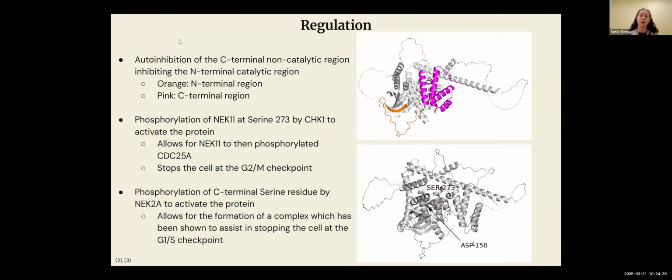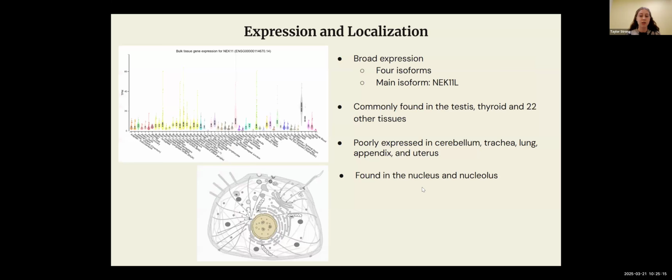For regulation, there is autoinhibition of the C-terminal non-catalytic region, inhibiting the N-terminal catalytic region through intramolecular binding, which is shown on the right. It's not bound in this structure, obviously, but the pink shows the C-terminal region and the orange is the N-terminal. And phosphorylation at serine 273, which is right here, by CHK1 activates the protein to stop it at the G2M checkpoint, and phosphorylation of the C-terminal serine residue by NEC2A will also activate the protein to stop it at the G1S checkpoint.